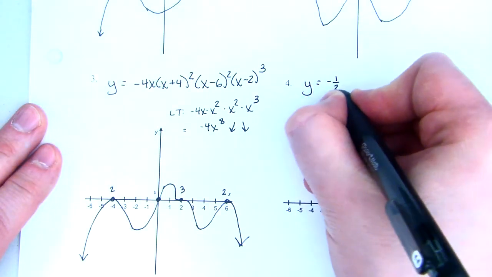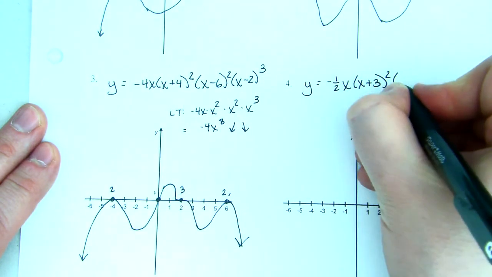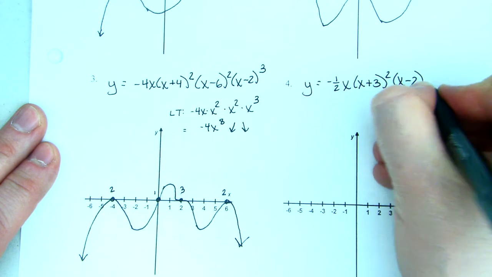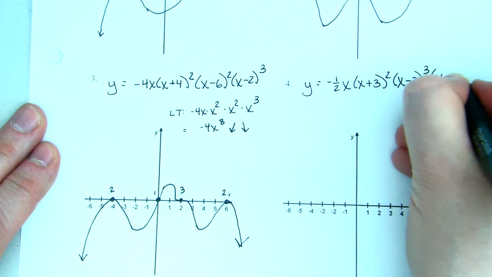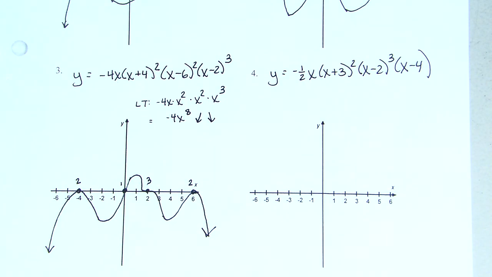Y equals negative 1/2 x times (x plus 3) squared times (x minus 2) cubed times (x minus 4). Do everything except the graph. Then we'll check in. Then you'll graph it.